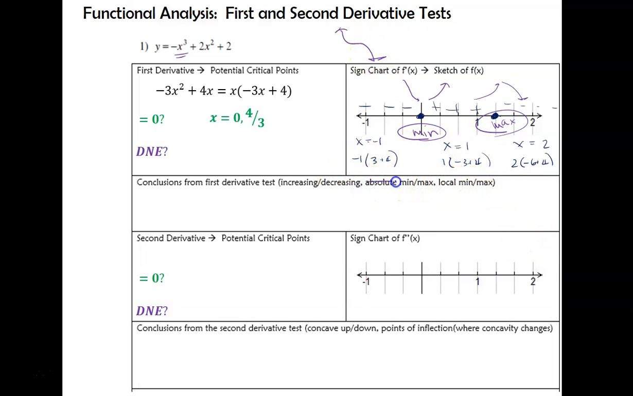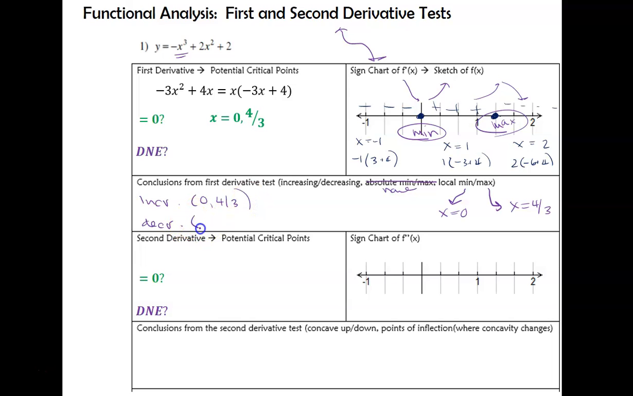So absolute mins and maxes, we know we're not going to have any because it's cubic. So my local min, I can see here, is going to be at 0. And my local max, I can see from my sign chart, is going to be at 4/3. Okay, now I can also identify my increasing and decreasing intervals. It's going to be increasing between 0 and 4/3.